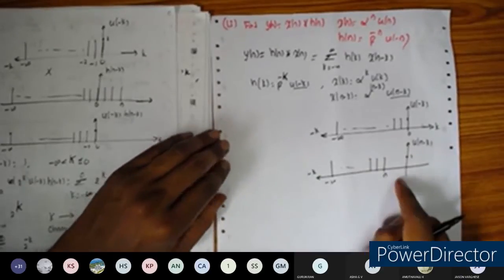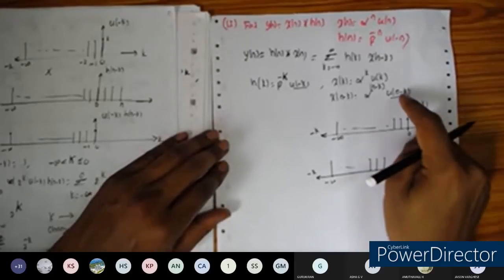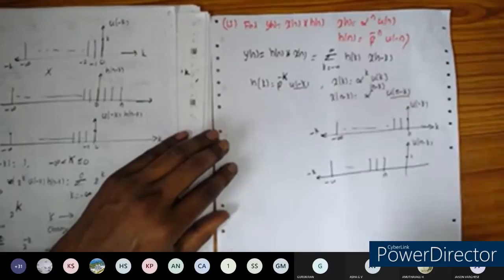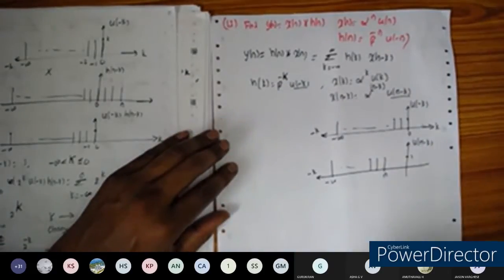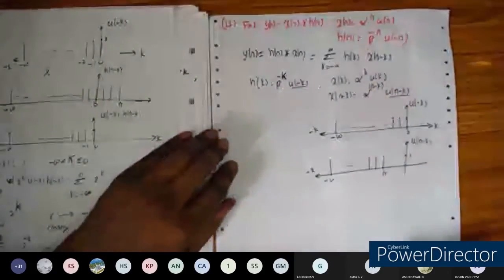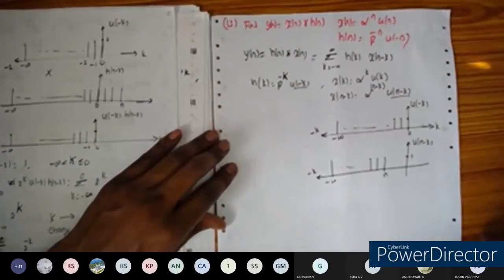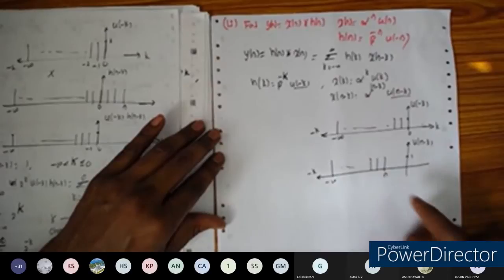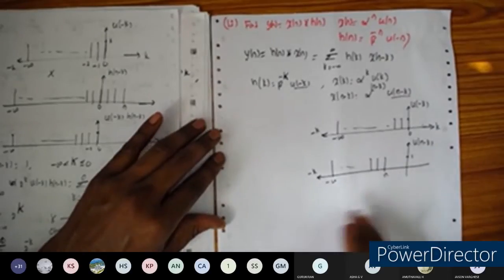So now what is the first case? We are taking the product of u of n minus k with u of minus k, and we are going to keep these terms like that only, so that the problem can be solved easily without any confusion in plotting the waveforms. What is the first condition? It is similar to the previous problem.